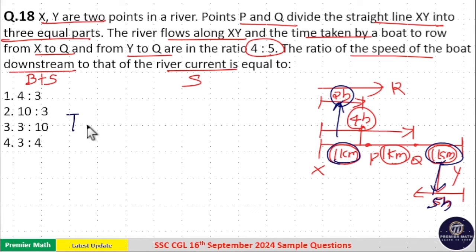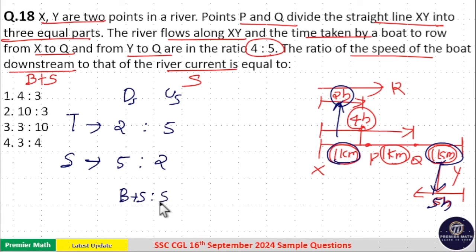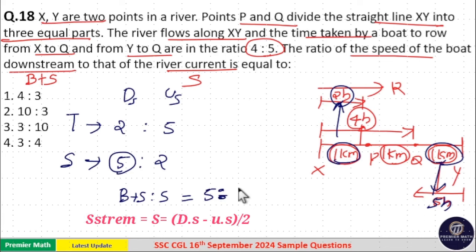Now, take the time ratio. Time ratio for downstream and upstream is equal to 2 is to 5. That is, we have equalized the distance here, 1 kilometer and 1 kilometer. Now, if distance is constant, speed is inversely proportional to time. That is, speed is equal to 5 is to 2. If speed is 5 is to 2, B plus S and S ratio is equal to B plus S is 5 part and S is equal to 5 minus 2 by 2. That is 3 by 2. So, this is equal to 10 is to 3. Option 2 is your answer.